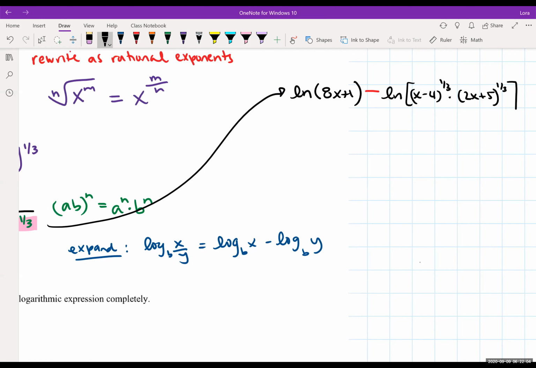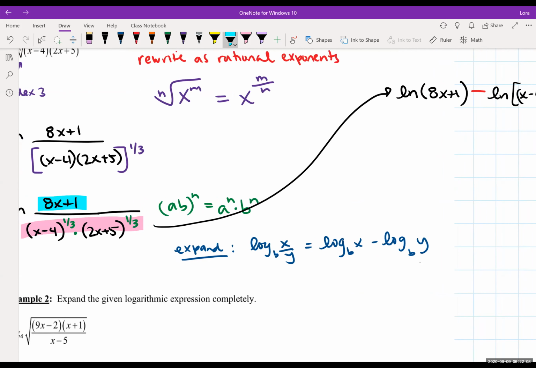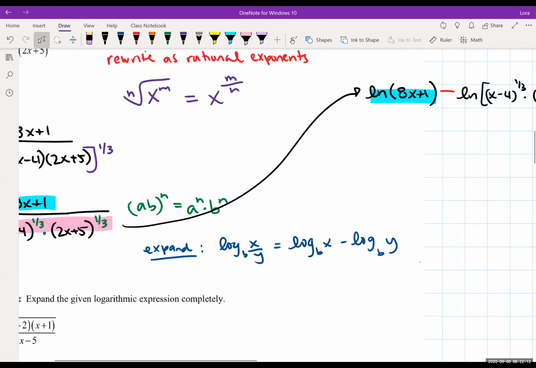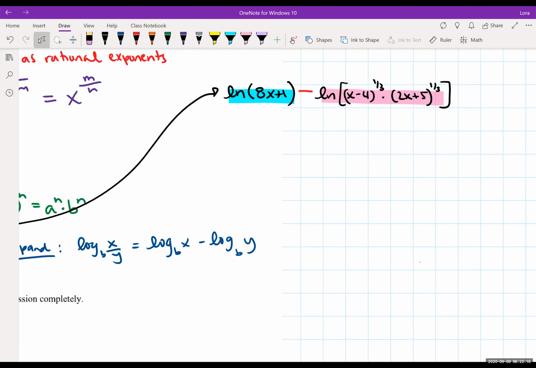So just kind of inspect what's happening. You broke up your logs into a difference, so the 8x plus 1, and then now we have the entire log of the entire denominator. Now we have expanded it, but we have not expanded it completely. The natural log of 8x plus 1 is good to go because the only thing that you have is a binomial or a sum of terms.